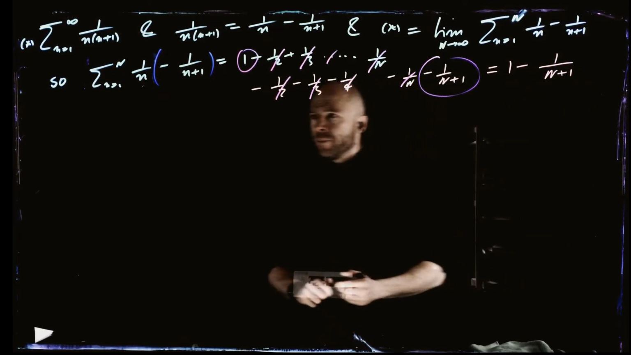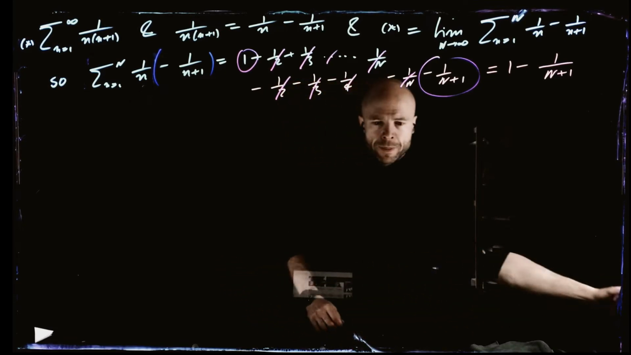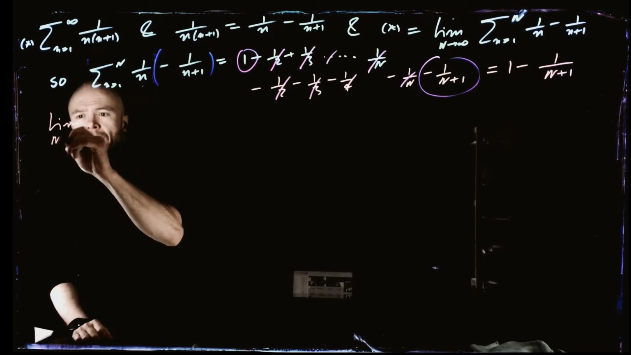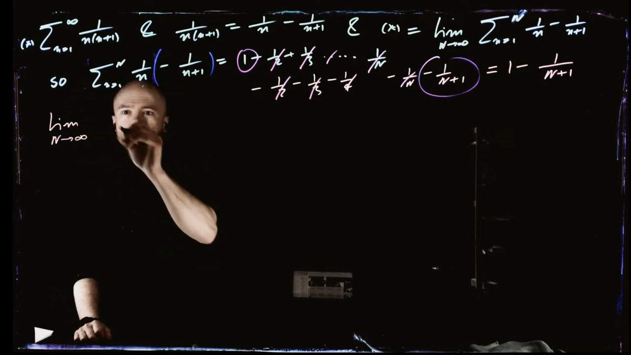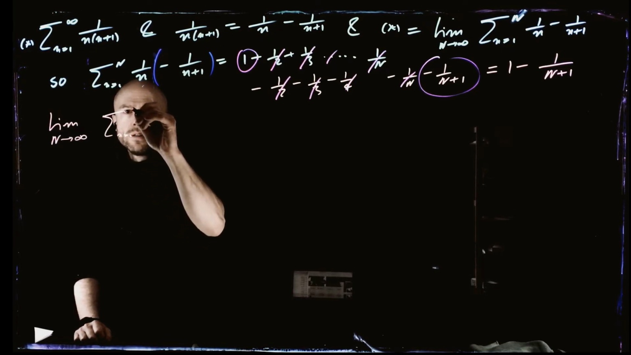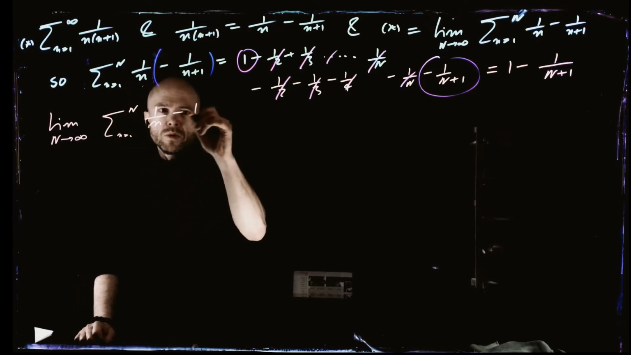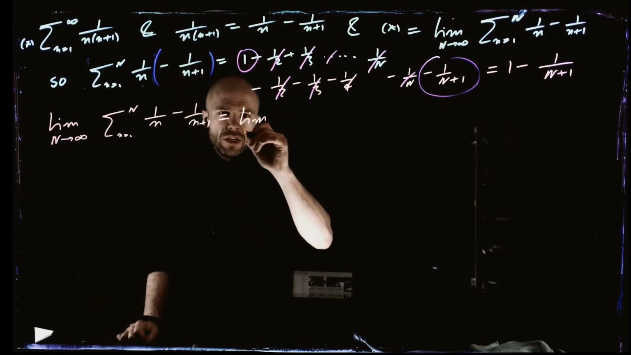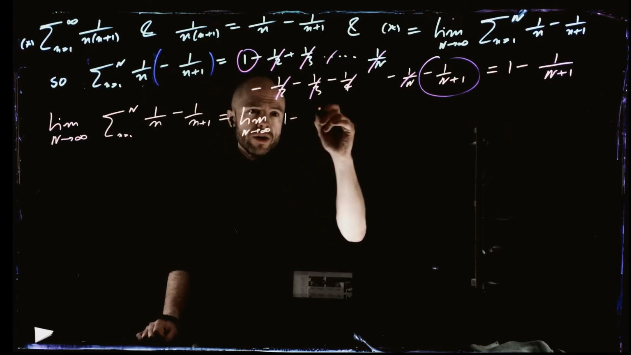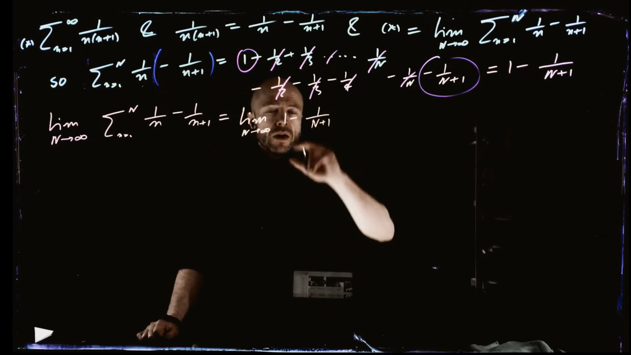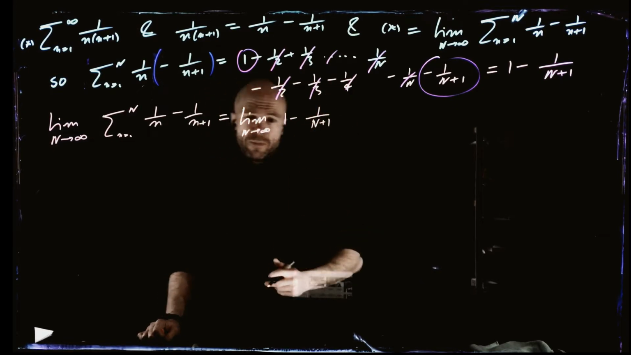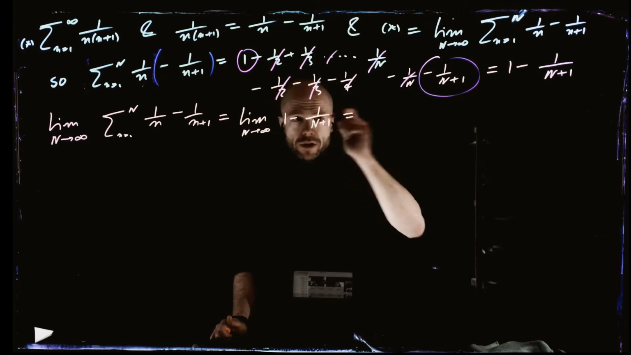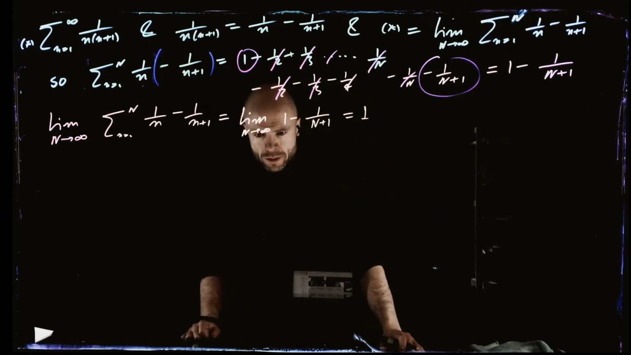Why are we so happy with that? Why does that make us happy? So look at this. The limit as capital N goes to infinity of the sum from n equals 1 to capital N of 1 over n minus 1 over n plus 1, by what we've just learned, is exactly the same as the limit as capital N goes to infinity of 1 over 1 minus 1 over capital N plus 1, no? And as capital N goes to infinity, this thing goes to 0, and this thing is just constant, so this is just equal to 1. Yeah?